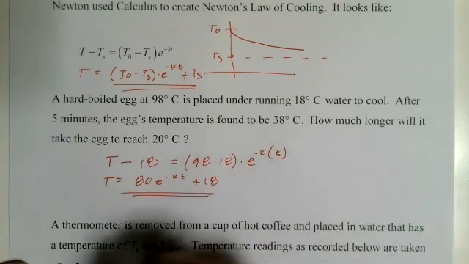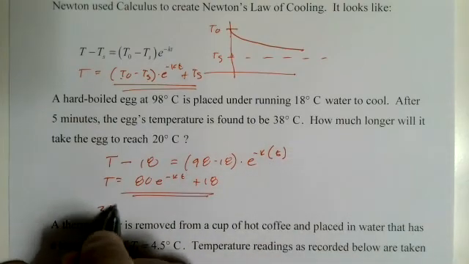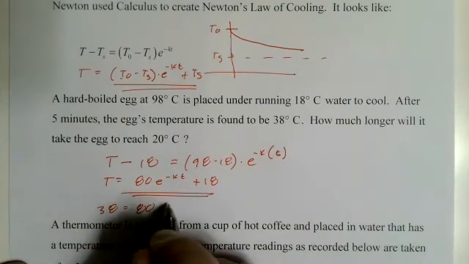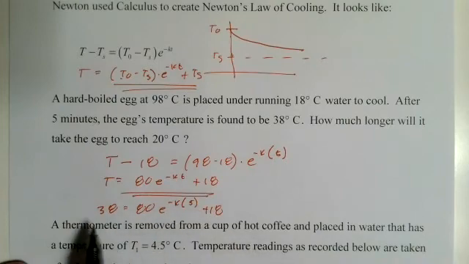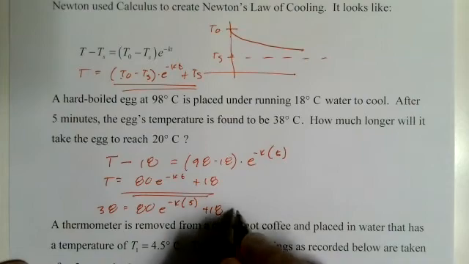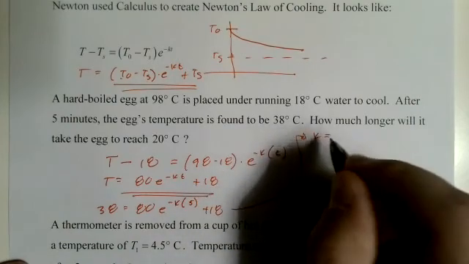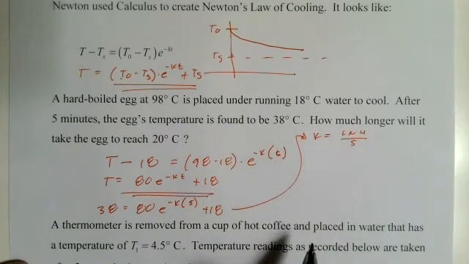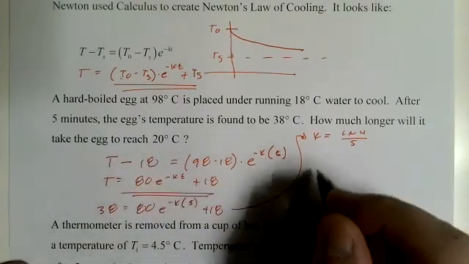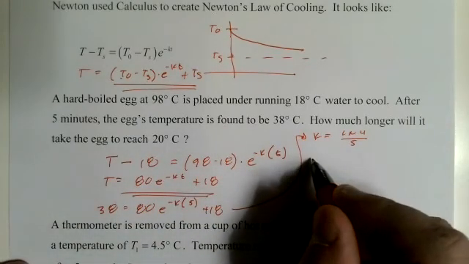So we have to do all of this math. 38 equals 80 e to the negative k times 5 plus 18. Subtract 18, 20 divided by 80 is 0.4. Natural log of 0.4 divided by that. I get k equals natural log of 4 over 5, with the negatives and everything, the way it works out. So if that's my k value, how much longer to get to 20? So here it gets a little weird.